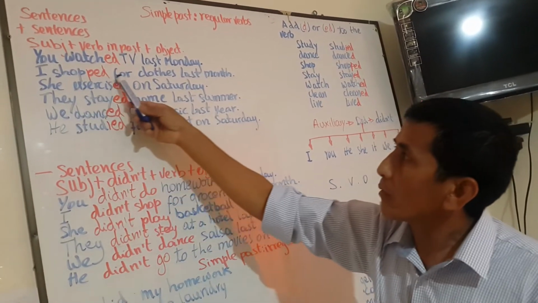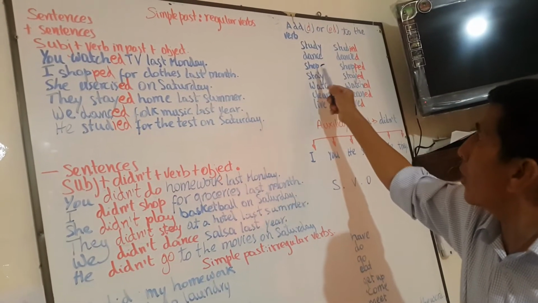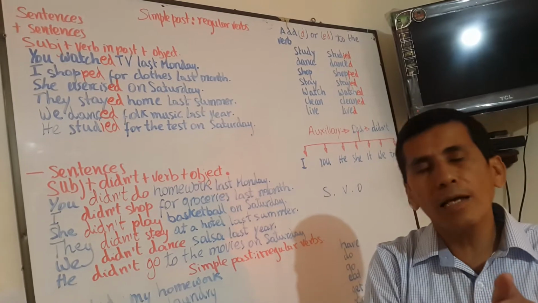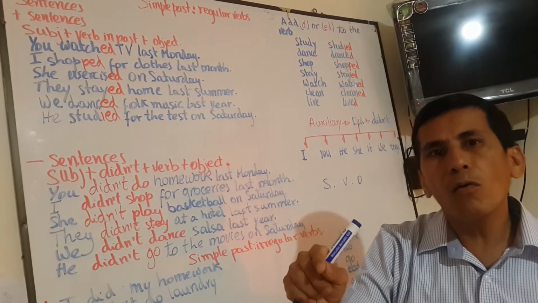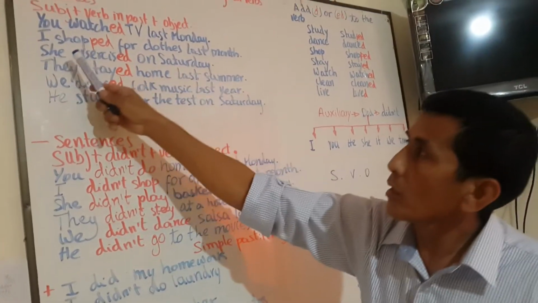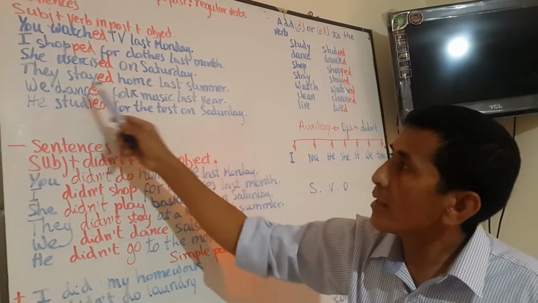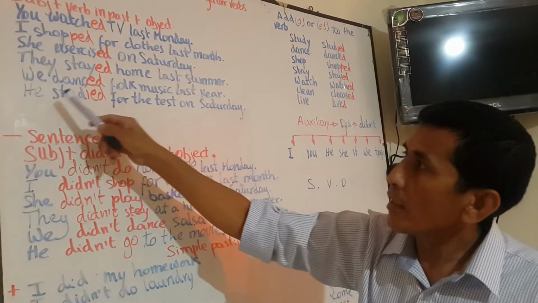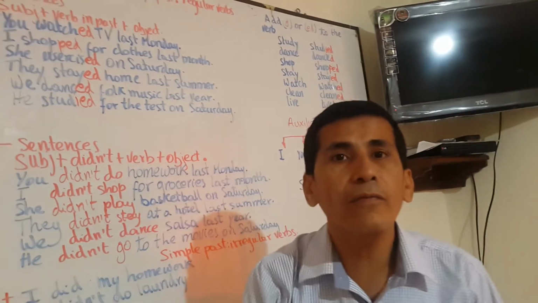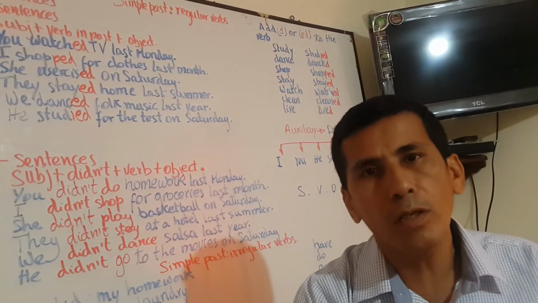Another example, I shopped for clothes last month. Look at the verb shop. The verb shop has double p because, as I told you, it has one syllable and it finishes in vowel plus consonant. So, I shopped for clothes last month. She exercised on Saturday. They stayed home last summer. We danced folk music last year. He studied for the test on Saturday. So remember, we only need to use the verb in past. In this case, regular verbs add ed, or only d.